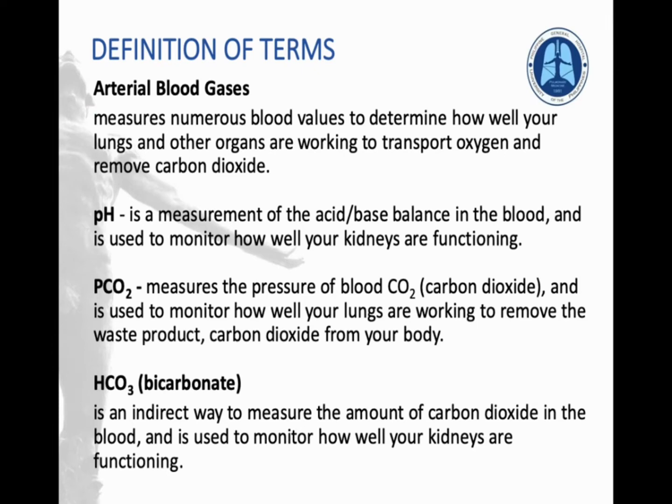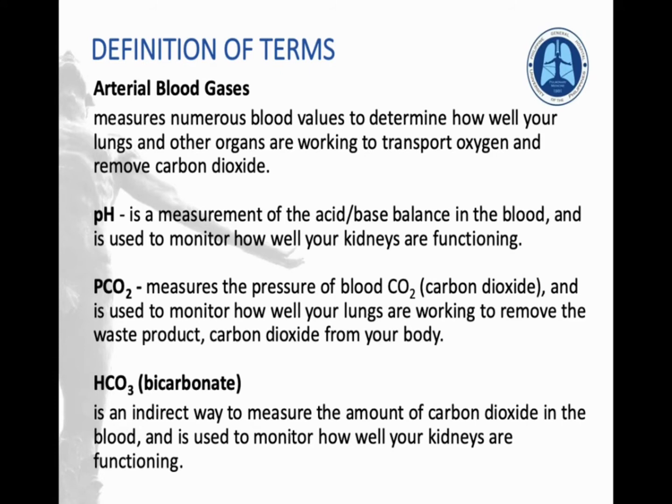Arterial blood gases measures numerous blood values to determine how well your lungs and other organs are working to transport oxygen and remove carbon dioxide. pH, or potential of hydrogen, is a measurement of the acid-base balance in the blood and is used to monitor how well your kidneys are functioning. PCO2, or partial carbon dioxide, measures the pressure of blood carbon dioxide and is used to monitor how well your lungs are working to remove the waste product, carbon dioxide, from your body.